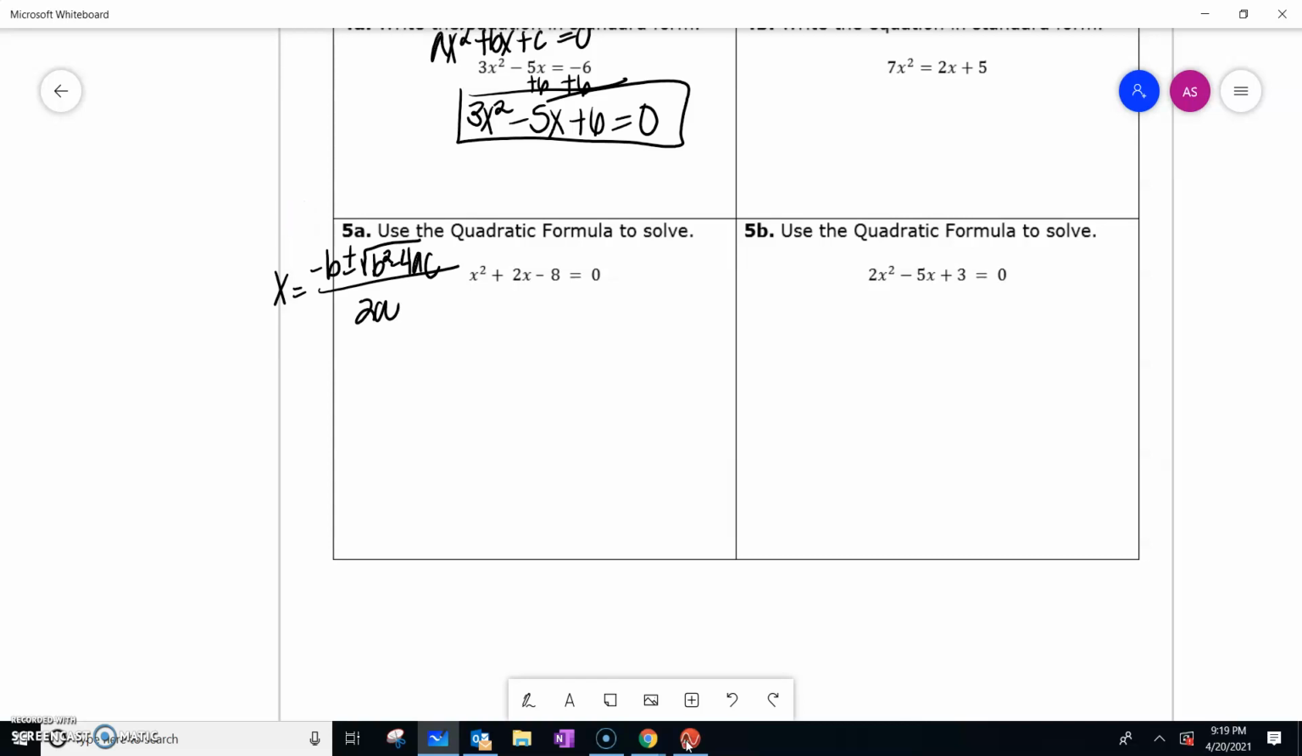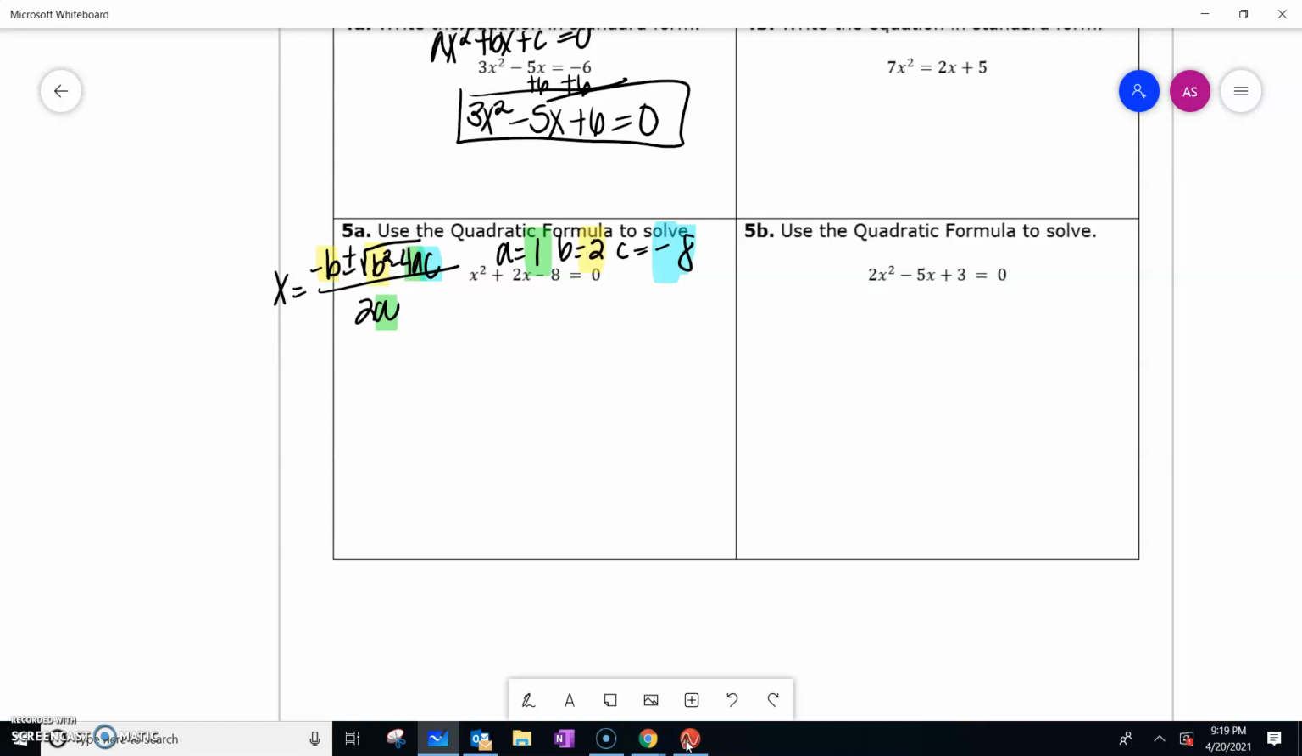Okay, so I first want to identify my a, b, and c. So my a is 1, my b is 2, and my c is -8. So what's going to happen is everything is going to go where it says it's going to go. My b's are going to go where b is, my a is going to go where a is, and my c is going to go where c is. Everything that I didn't highlight is just going to come down.